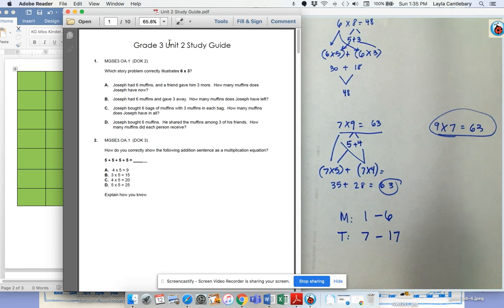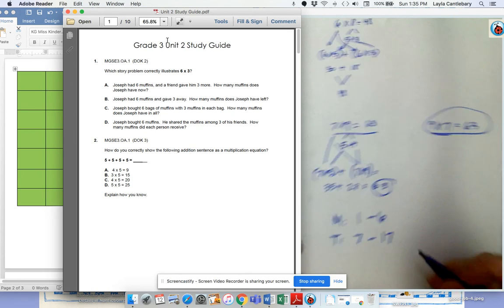Now, you can print out the study guide. If you have access to a printer, you could print out the study guide, show your work on the guide, take a picture of each page. You just upload it to your Class Dojo page for your math for the day. Or if you don't have a printer, you can look at your study guide on the screen and you could just do this.